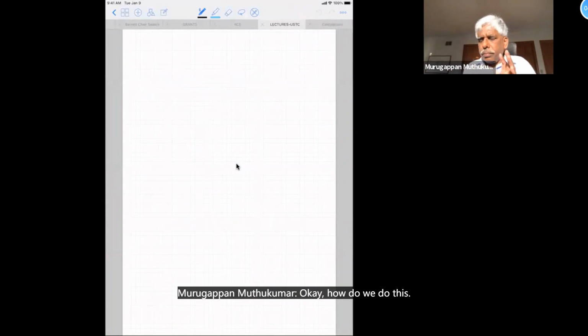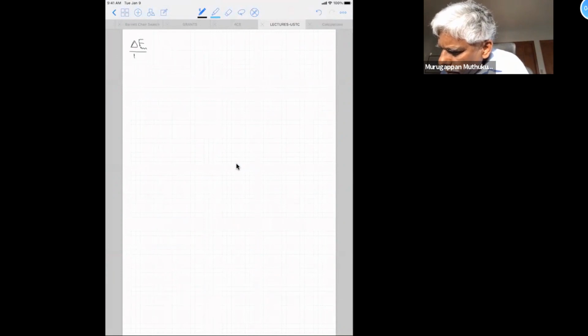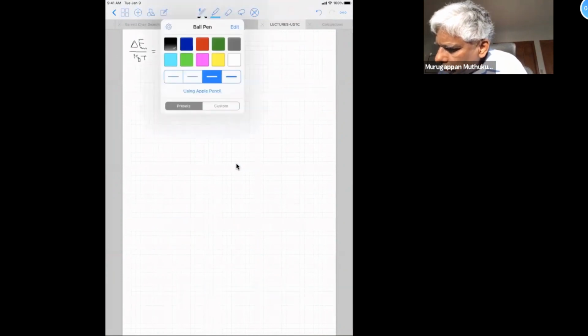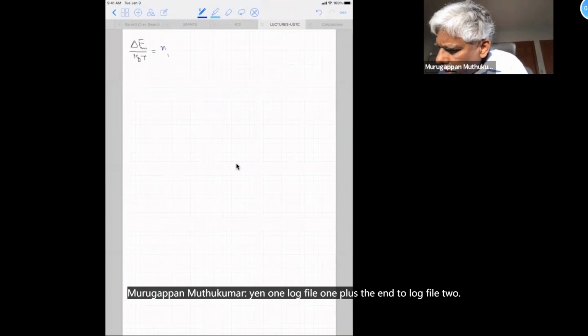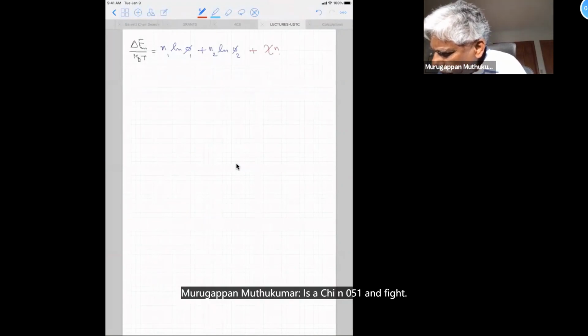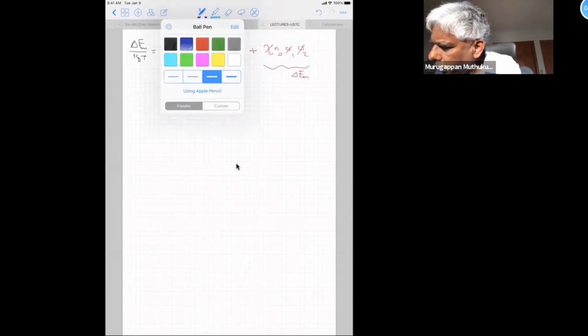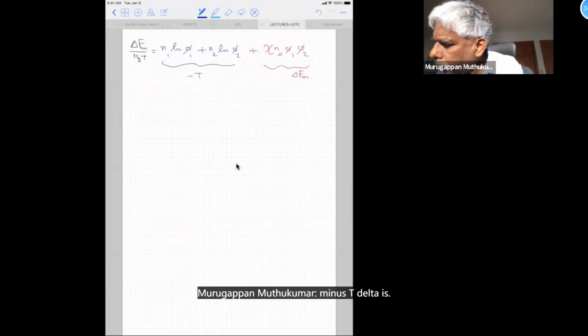Okay, how do we do this? I'm going to write at the top once more. So delta Fm by kT is equal to N1 log phi 1 plus N2 log phi 2 plus chi N0 phi 1 phi 2. So this is coming from delta Em, and this is coming from minus T delta Sm.